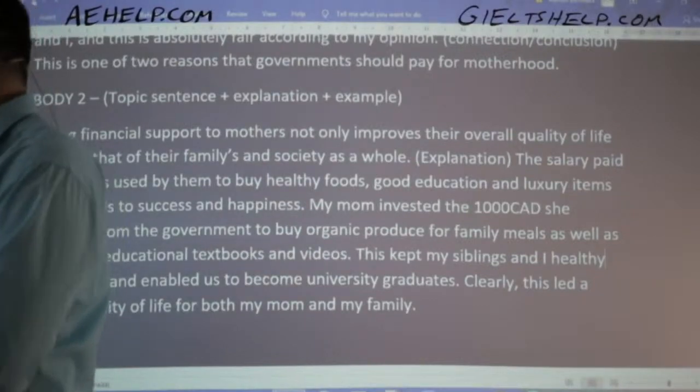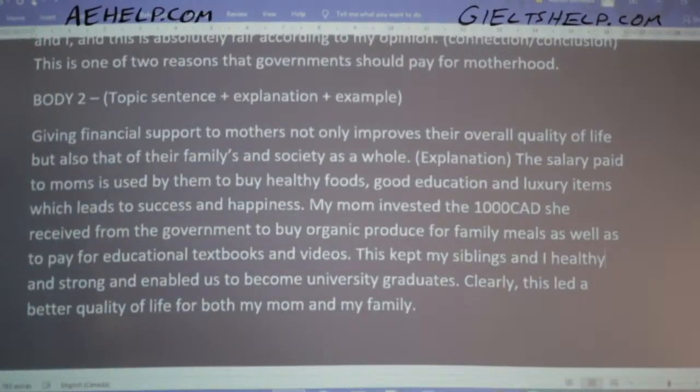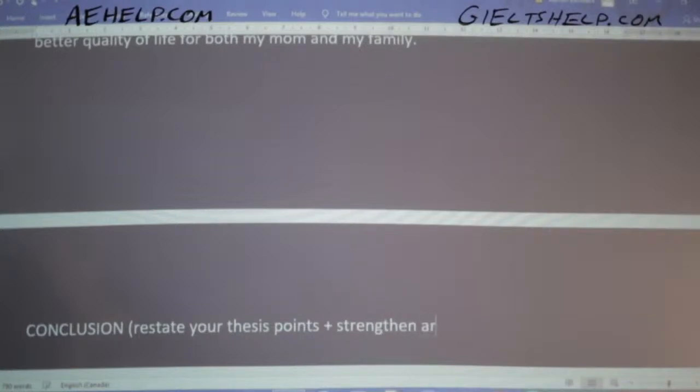Okay. All right. So now we have the conclusion left. The conclusion has three parts. You basically restate your thesis points. Then you strengthen your argument. And then you provide a take-home message.